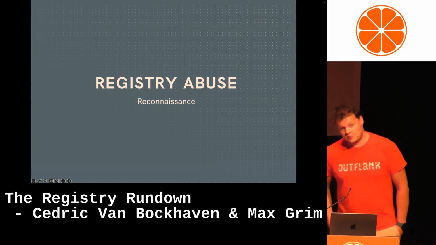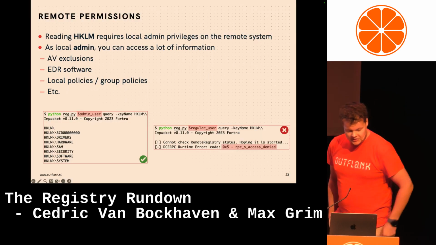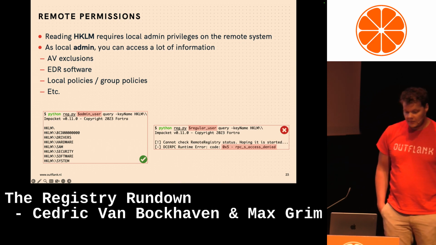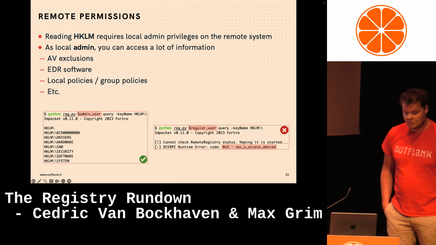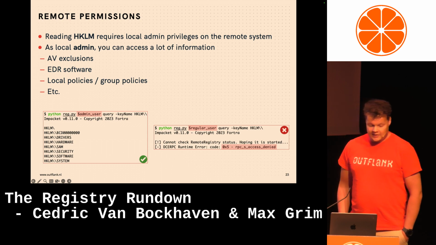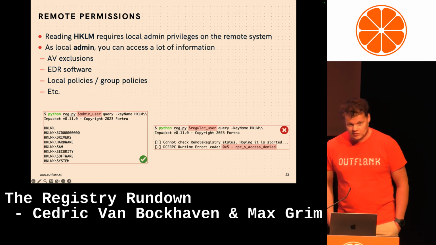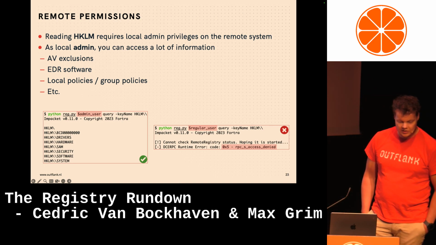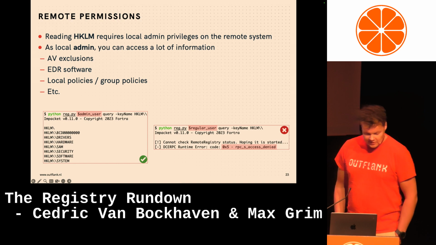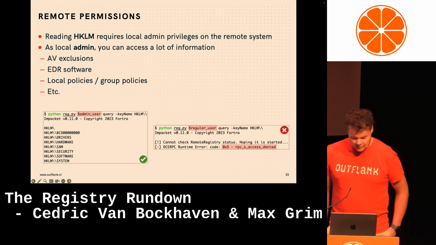But there's actually quite some interesting reconnaissance that you can do as an attacker as well. If we look at what kind of permissions we have remotely, we cannot read HKLM if we are a domain user and access it remotely. You need to be a local admin for that, even if you use the remote registry protocol. And if you're a local admin, the HKLM hive has some interesting information you can read, like which EDR software is installed, the AV exclusions that are configured, local or group policies like Cedric mentioned. So it is quite an interesting source of information. So if you are admin in an operation, this is a good start for reconnaissance.